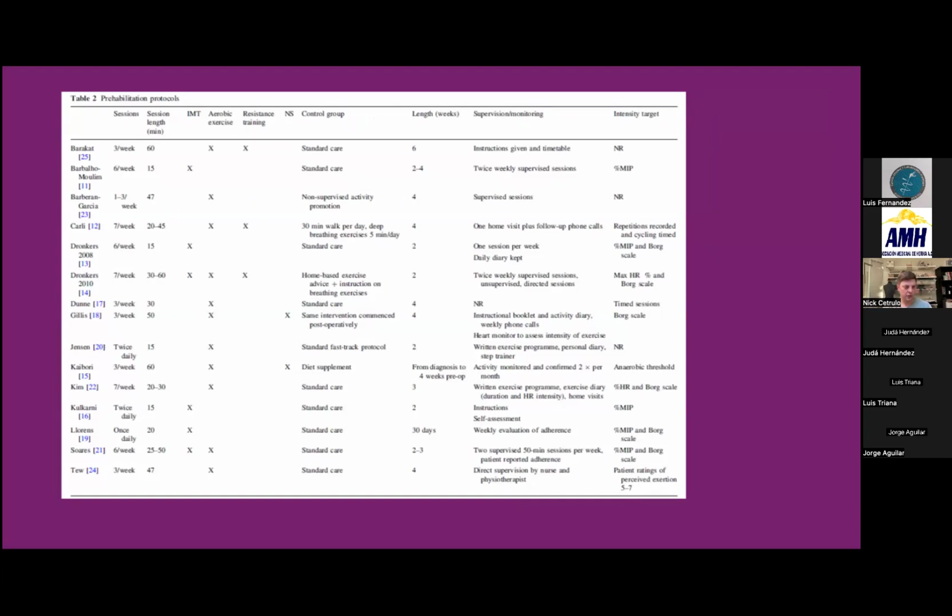prehabilitation. As you can see at the top study, this was 3 times a week for an hour where they did aerobic and resistance training for 6 weeks prior to surgery. There was no intensity target. They didn't measure anything. They just had people go and work with a personal trainer or a physical therapist. And there was no control or watching from the study investigators.